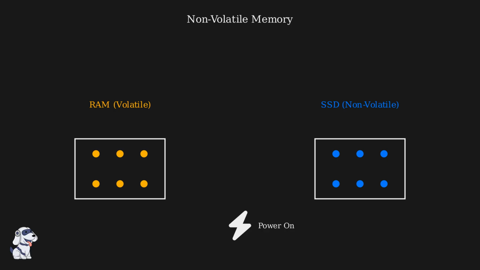Most computer memory, like RAM, is volatile. This means it requires a constant flow of electricity to hold onto information. If power is lost, the data vanishes.